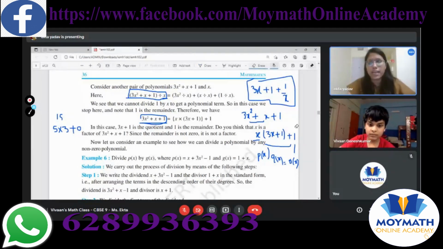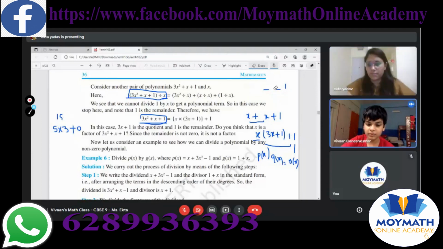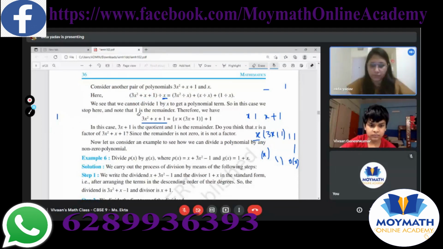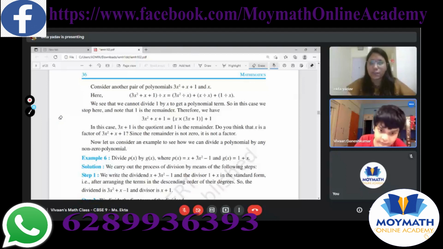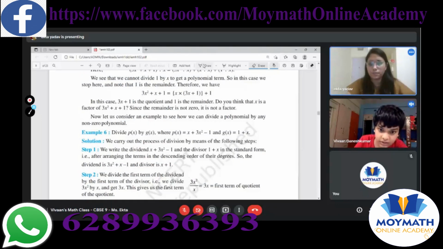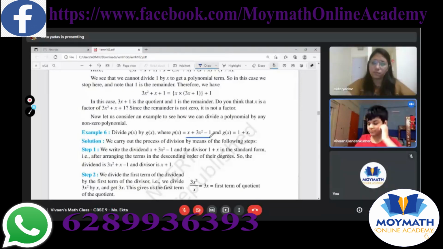Did you understand, or do you have any doubts? You can ask. Ma'am, no doubt. Now, Vivaan, solve example number 6 by then. I'm clearing up the board. So, the polynomial is 3x squared plus x minus 1, divided by 1 plus x. Try to take anything common in it. Can you take anything common in 3x squared plus x minus 1? Ma'am, I can take x common.